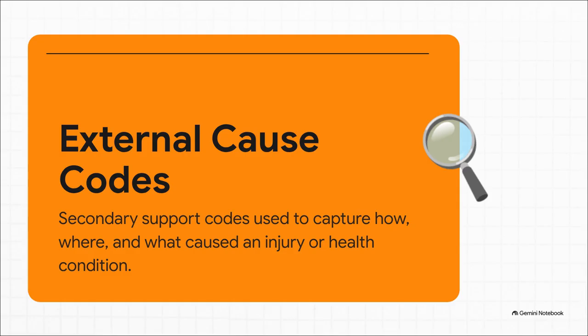Like, how did the injury happen? Where exactly did it happen? And what was the patient doing at the time? These codes tell the story, but they can never, ever stand on their own as a primary diagnosis.